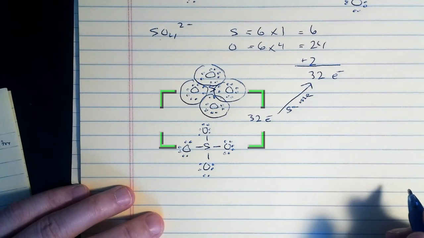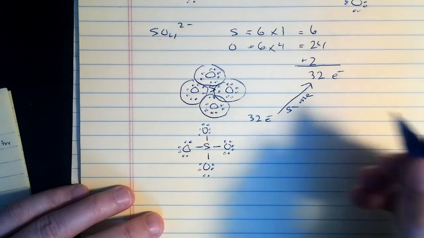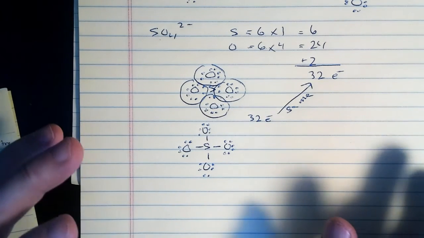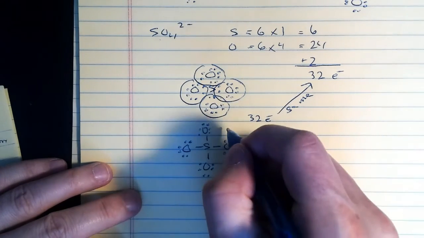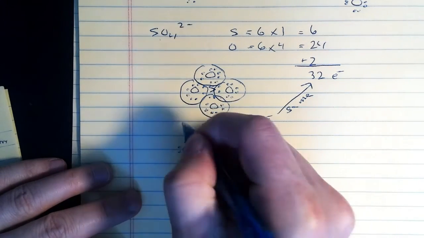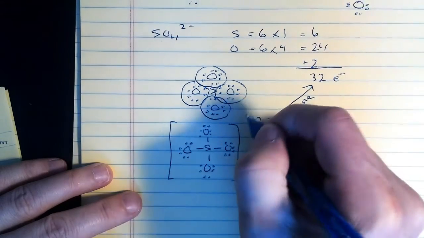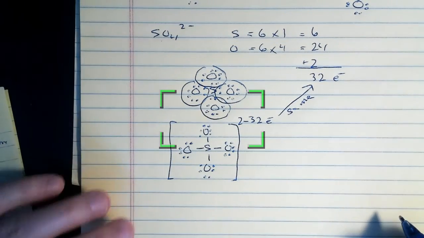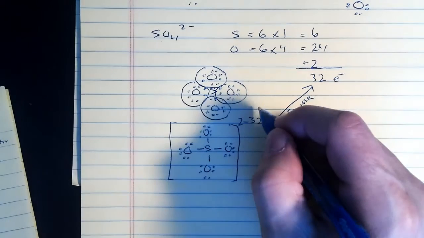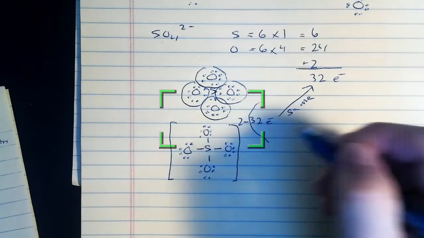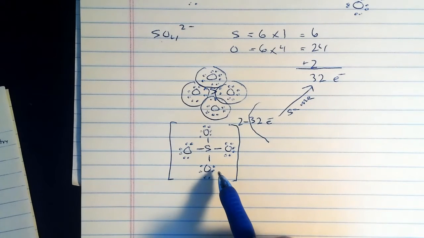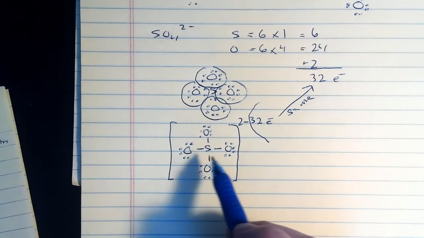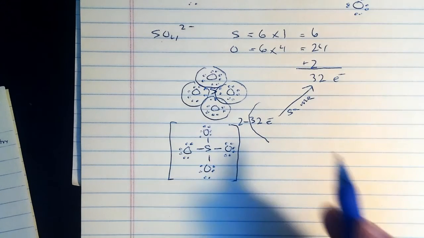Okay, and now, because it's a polyatomic ion and there's a charge involved, and they're all sharing the charge, we've got to put a big bracket around this thing and put 2 minus up there. We're going to separate that. Okay, so it's minus 2. So that's how you would draw the Lewis structure for a polyatomic ion which has a charge.